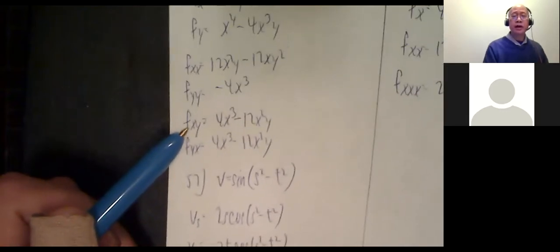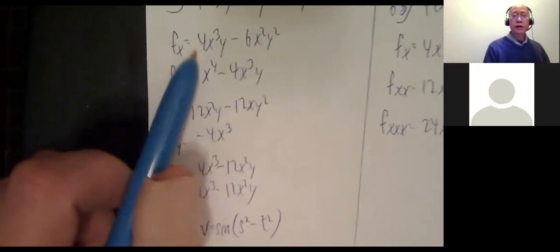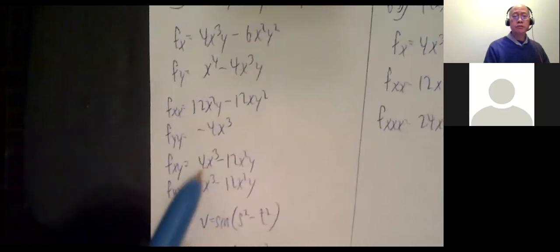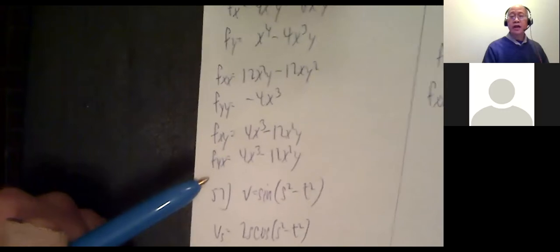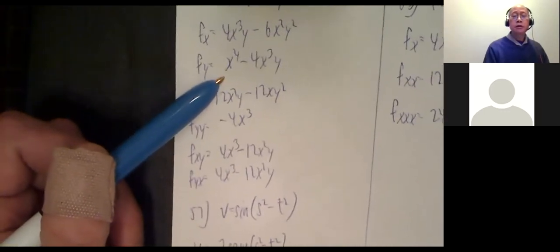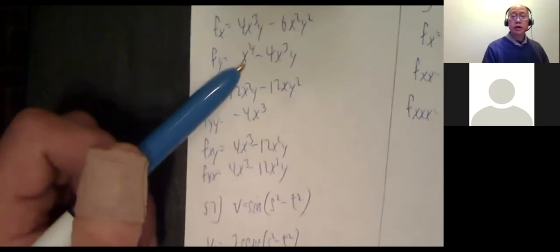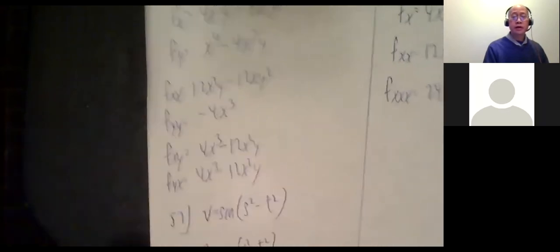Now fxy. Take the derivative with respect to x. Here it is. And now differentiate with respect to y. So derivative with respect to y is 4x cubed. Derivative with respect to y, negative 12x squared y. Finally, fyx. That means I take the derivative with respect to y. Here it is. Differentiate with respect to x. Derivative with respect to x, 4x cubed. Derivative with respect to x, negative 12x squared y. And there we go.